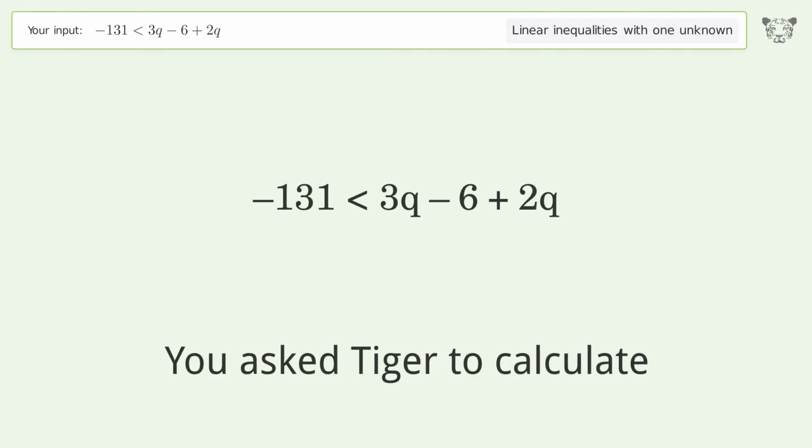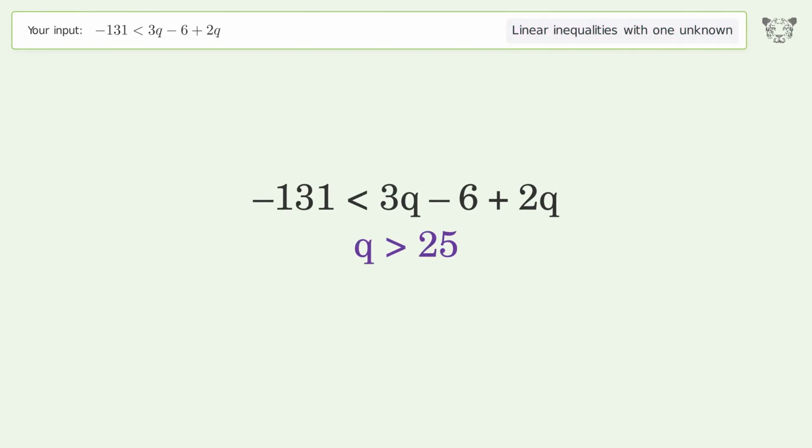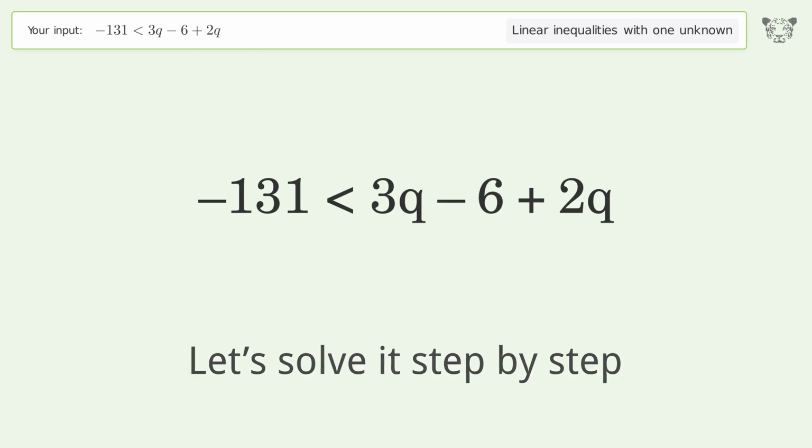You ask Tiger to calculate. This deals with linear inequalities with one unknown. The final result is q greater than -25. Let's solve it step by step.